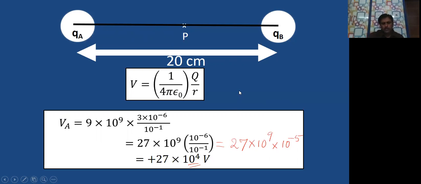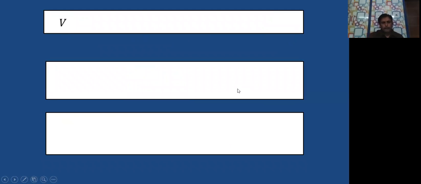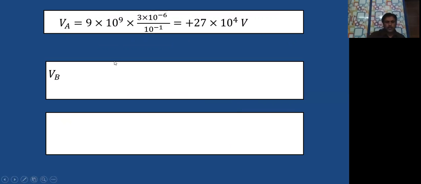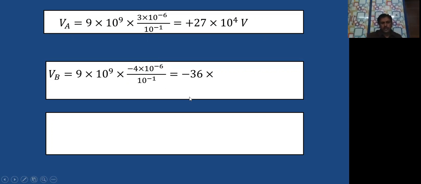Okay. Let me move on. So I got the VA value already. I need not explain this further. Now the VB value. VB is 9 into 10 power 9, that is 1 by 4 pi epsilon 0. Same formula, use it a second time. QB value minus 4 into 10 power minus 6 by 10 power minus 1 is equal to, simplification. I suppose I need not explain now. You have followed. What is the simplification?